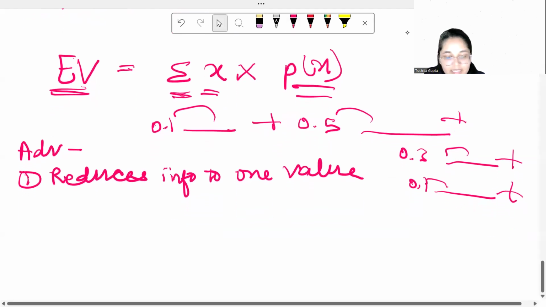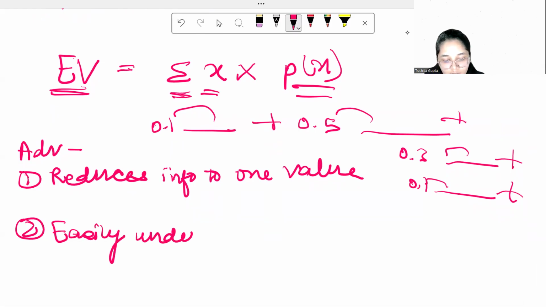So this is an advantage, that it reduces your information to only one value. Now let's talk about the second point. It is easily understood. This is another advantage.